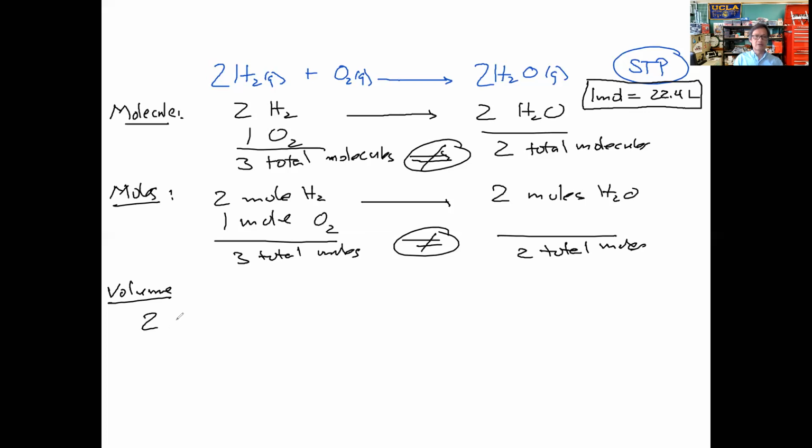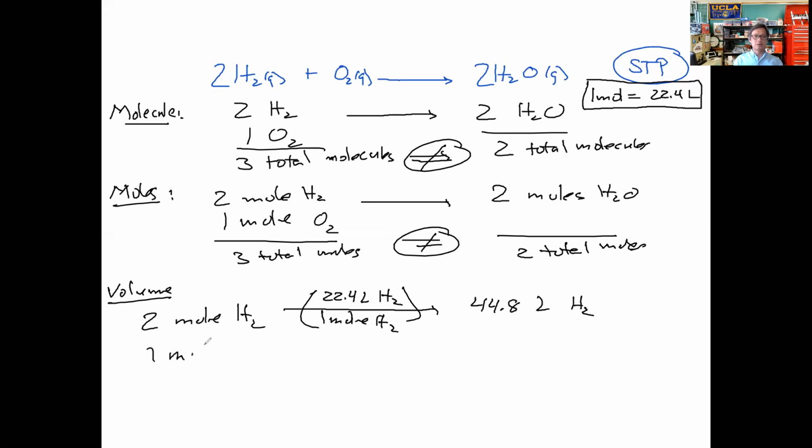So let's go ahead and start out here. We have 2 moles of hydrogen. We get that from this information here. We can find the volume of hydrogen involved in this reaction. That means we're going to multiply by the molar volume, which is 22.4 liters of hydrogen over 1 mole of hydrogen, and that gives us 44.8 liters.